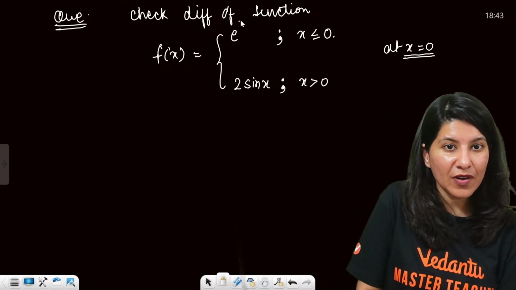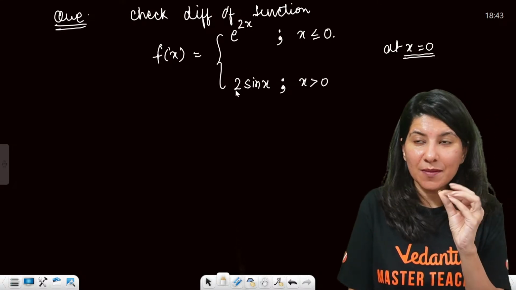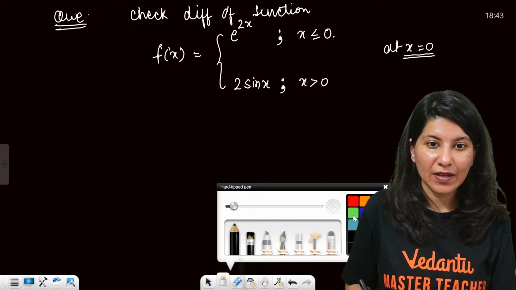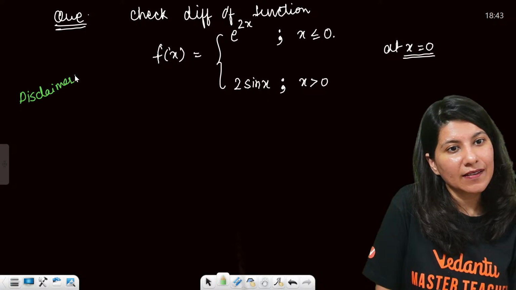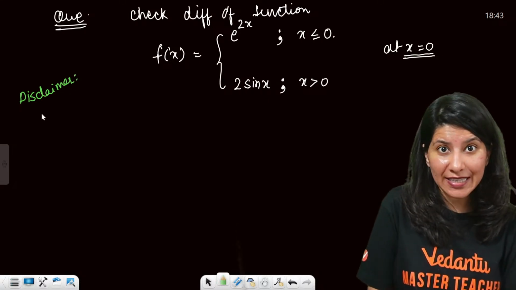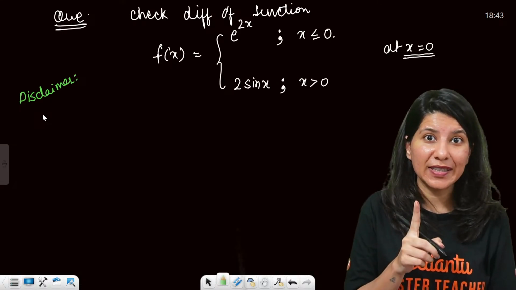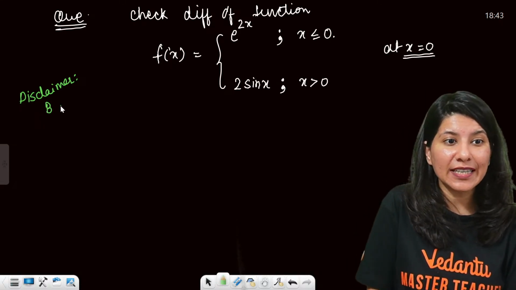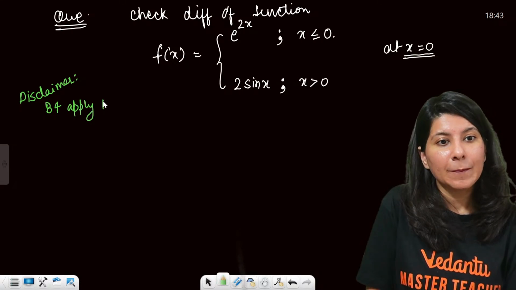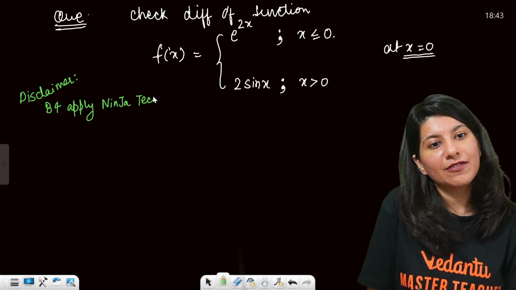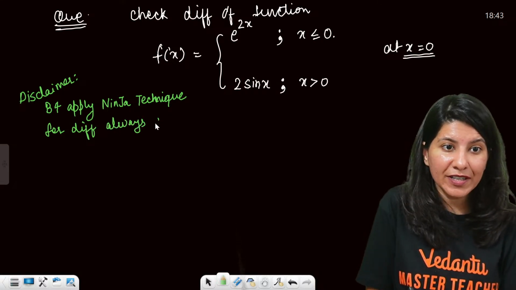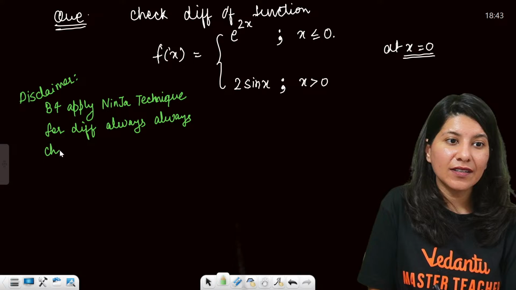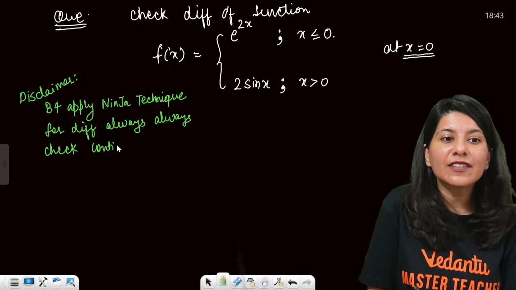Also, one more thing, let me just give you a disclaimer. The disclaimer says that whenever you want to apply the ninja technique for differentiability, before applying the ninja technique for differentiability, always check continuity of that function.